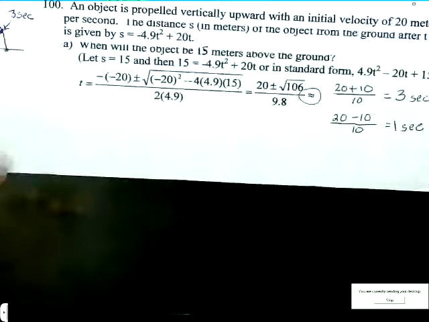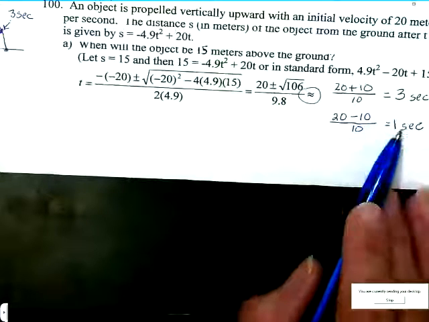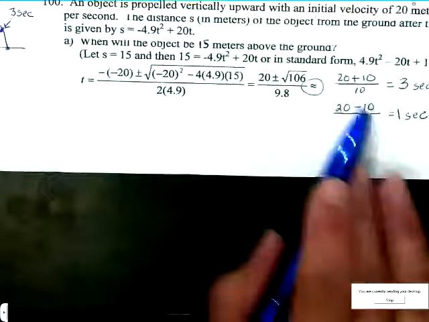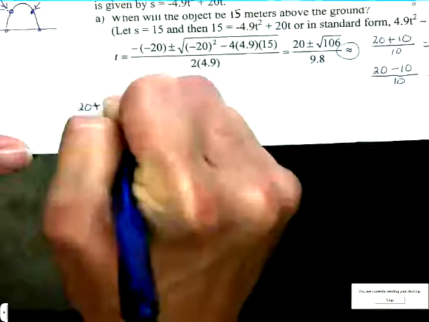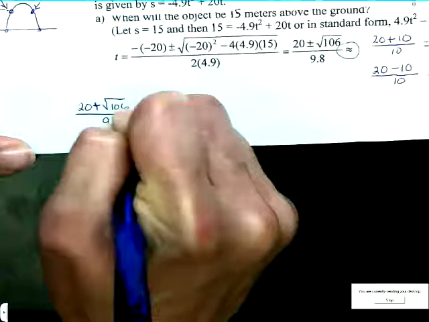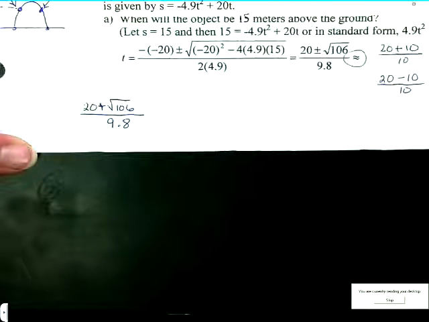Now, I want to tell you one other thing about punching this on the calculator. If you want a more precise answer than you can get in your head, you need to know how to type this correctly on the calculator. Let's just do 20 plus the square root of 106, divided by 9.8. The most important thing you have to know is that you have to have the numerator in parentheses or you won't get the right answer.